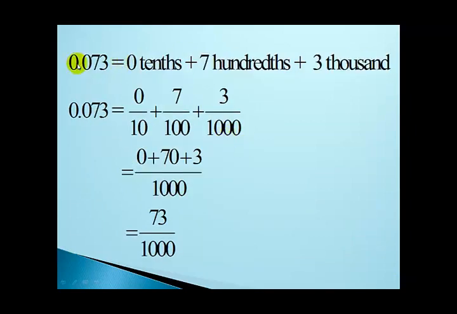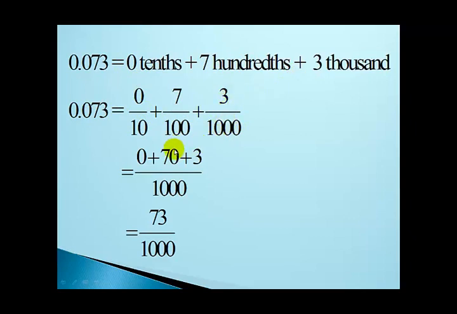Now when we consider the decimal fraction 0.073, the 0 is occupying the 10th position, 7 is occupying the 100th position, and 3 is occupying the 1000th position. So 0.073 is equal to 0 divided by 10, because 0 is occupying the 10th position, plus 7 divided by 100, because 7 is occupying the 100th position, plus 3 divided by 1000, because 3 is occupying the 1000th position.